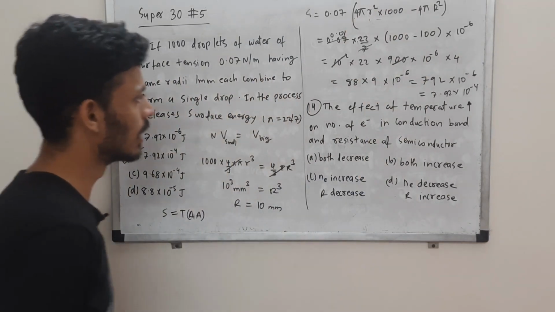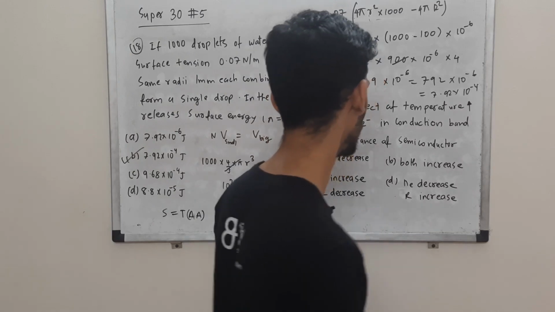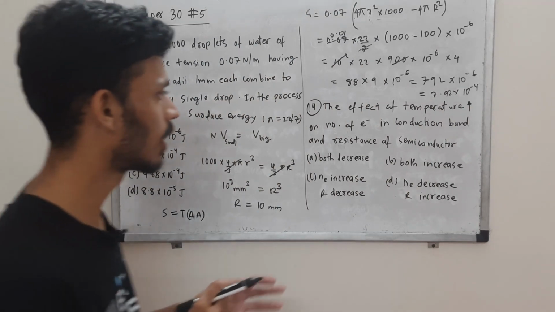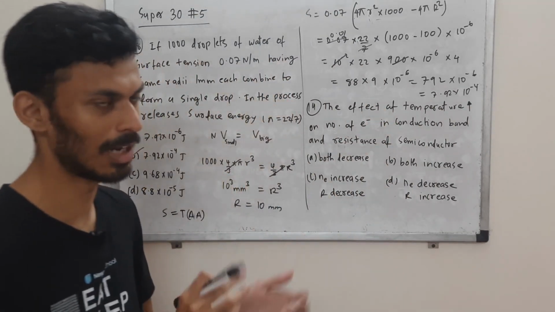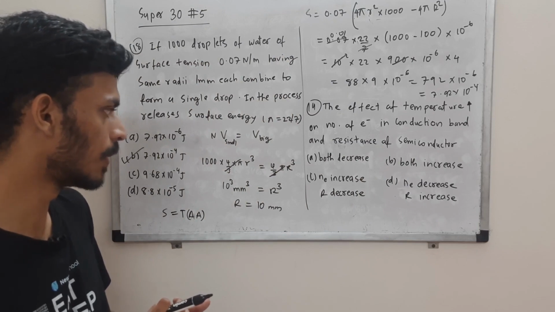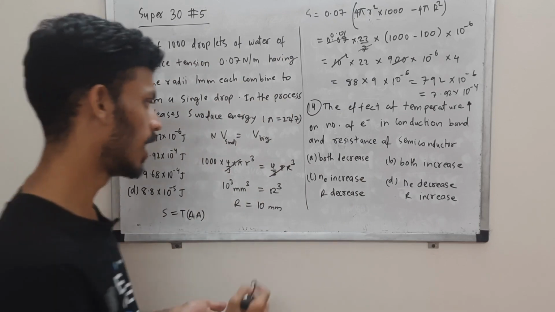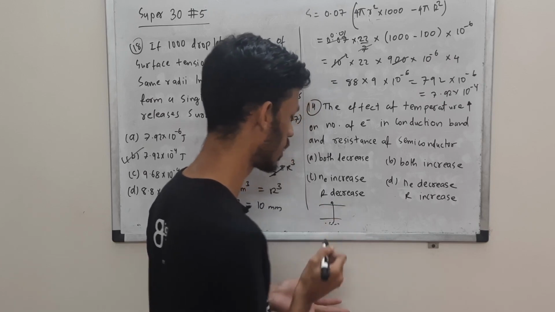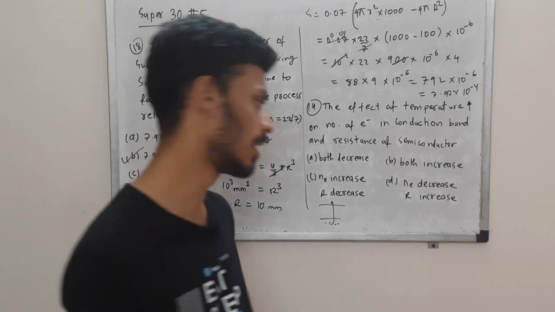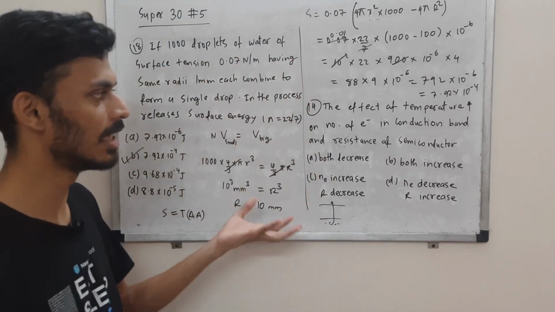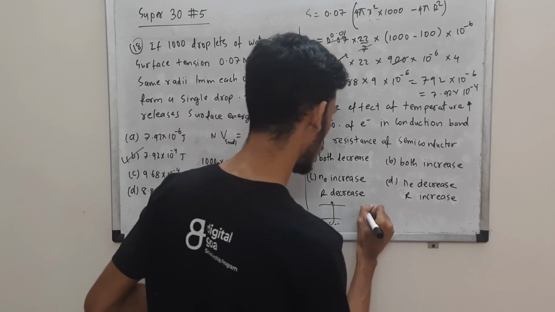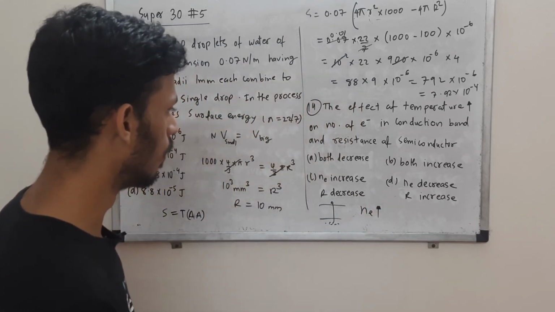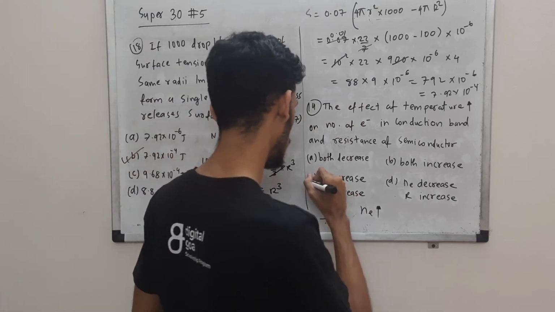My bad. Let's come to this one: the effect of temperature increase on the number of electrons in the conduction band, and also the effect of temperature increase on resistance, respectively. Basically when you increase the temperature, there is a band gap, right? The electrons are in the valence band, you make them go to the conduction band, and when you increase the temperature, these electrons get energy and they can move easily to the conduction band. So n, the number of electrons in the conduction band, will increase, right? So Ne will increase. The only option that is showing this is option C.